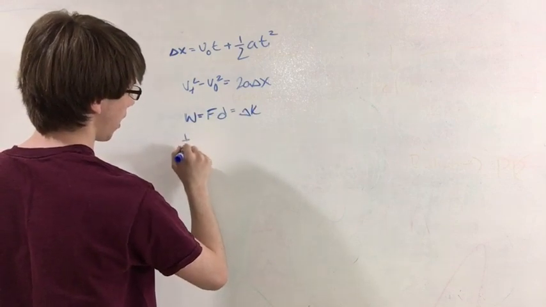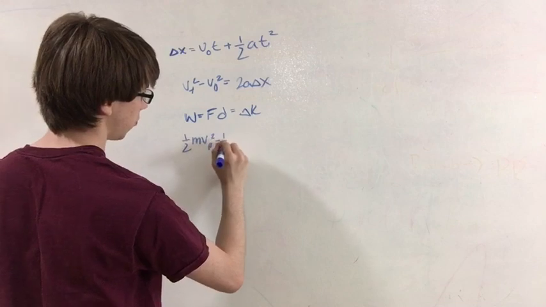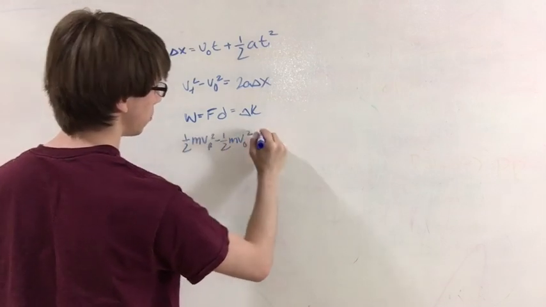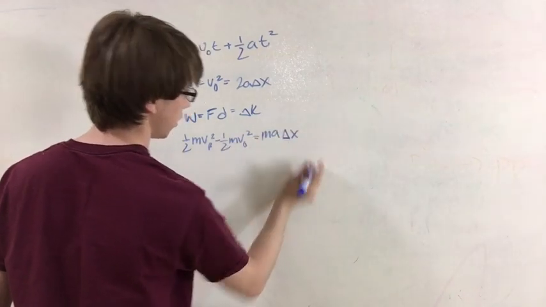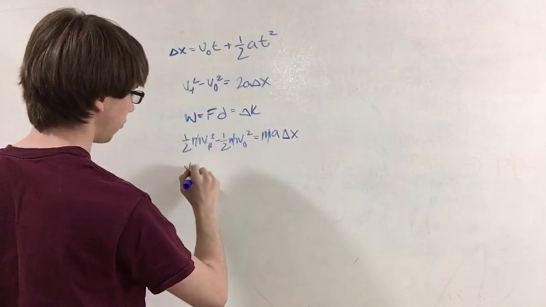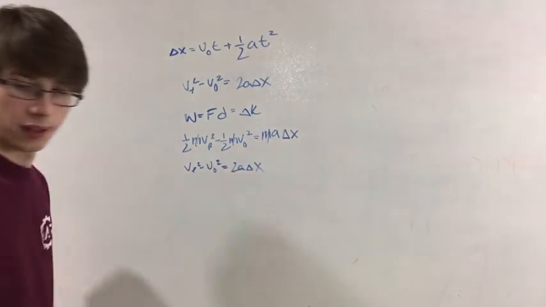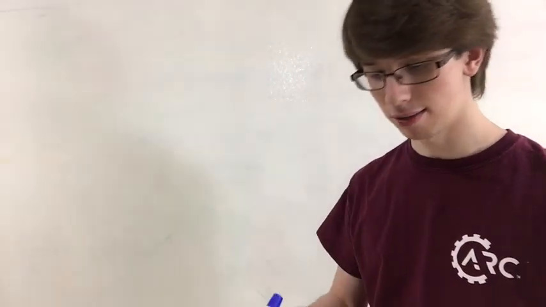So that's going to be 1/2 m v final squared minus 1/2 m v initial squared is equal to the force, which is ma, times the distance, which is going to be your displacement. Cancel out the m, multiply everything by 2, v final squared minus v initial squared is equal to 2a delta x. Just like that. Now let's go over a few problems related to kinematics.